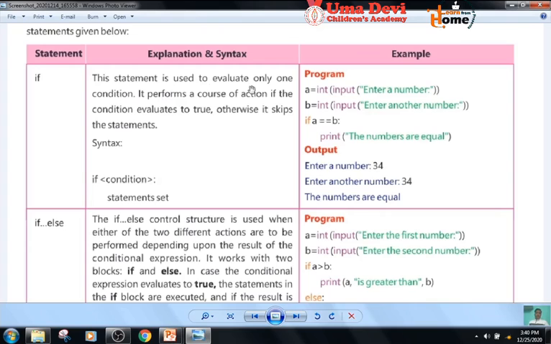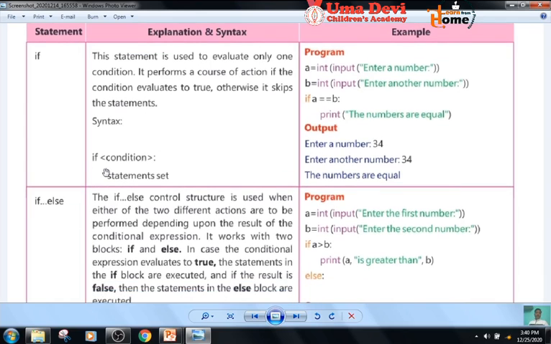This statement is used to evaluate only one condition. It performs a course of action if the condition evaluates to true. Otherwise, it skips the statements. Its syntax is: if condition, then statements set.